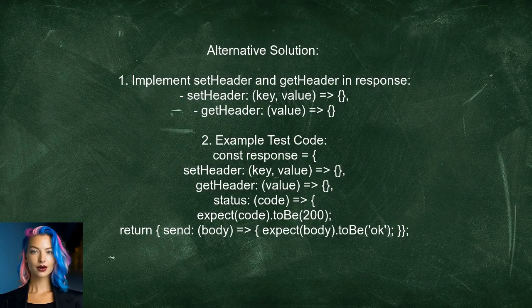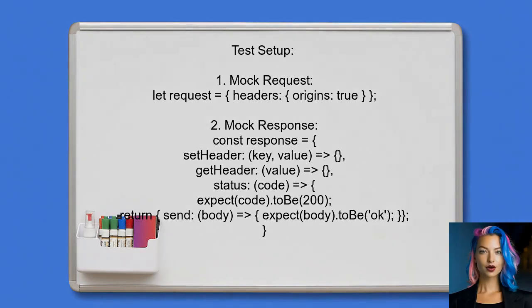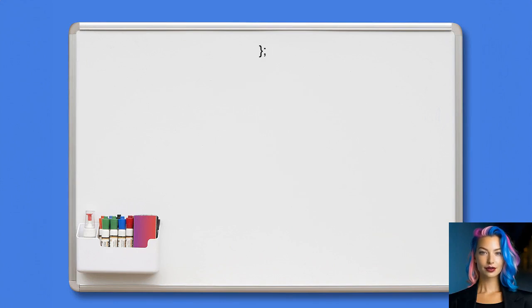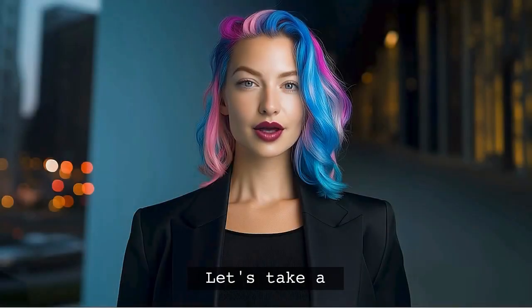An alternative solution provided by another user successfully resolves the CORS issue in Firebase functions. They suggest implementing setHeader and getHeader methods in the response object. In their test setup, they create a mock request with headers and a response object that checks for the correct status and body. This ensures that the function behaves as expected. That's all on that answer. Let's take a look at another one.